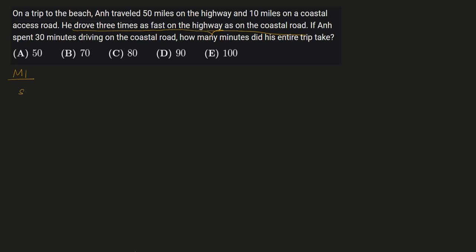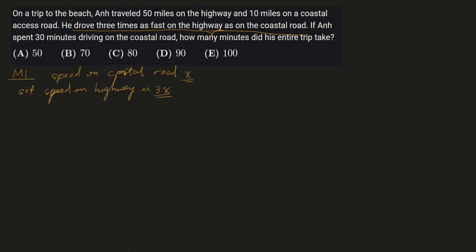So we can set his speed on the highway, actually no, let's set his speed on the coastal road first. Because when we set this as x, the highway would be 3x. Then we don't have to set too many variables. Okay, so this is x and this is 3x.